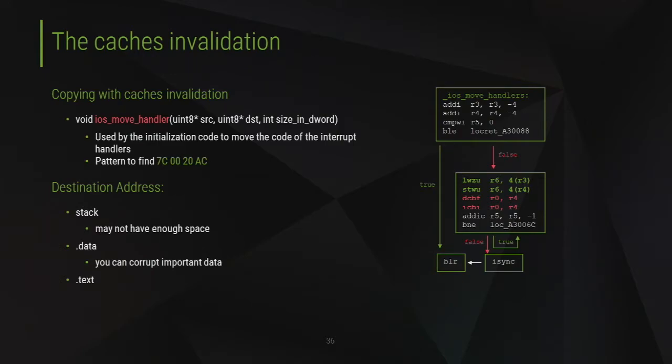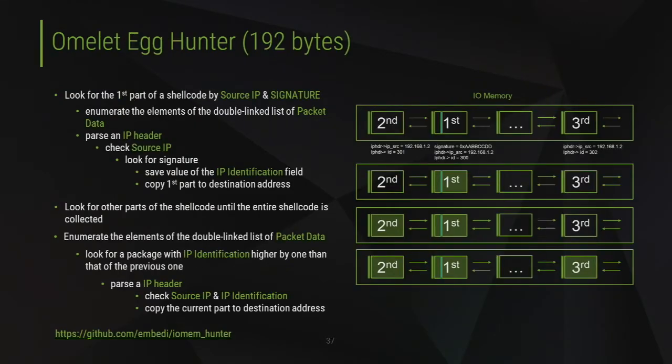Where to move our shellcode? Consider the case when we will rewrite code. It looks more reliable than other options, and this case is also interesting in that it's applicable if you need to modify Cisco IOS code, for example, if you want to hook some function. Now we have all the components to create an Omelette Hunter and collect the next stage shellcode. You can download this Omelette Hunter from our GitHub.